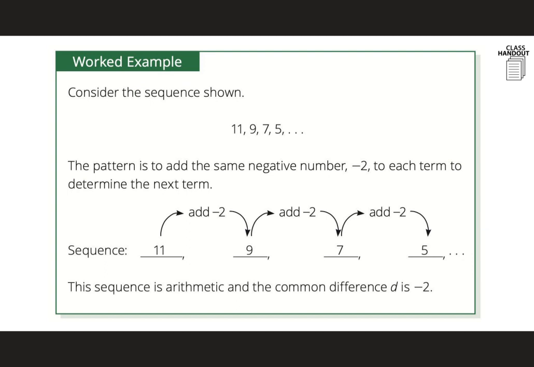So let's take a look at a worked example here. It says, consider the sequence shown: 11, 9, 7, 5. The pattern is to add the same negative number, minus 2, or we can think of subtracting 2. It's the same thing. To each term to determine the next term. So 11 plus negative 2 is 9, or 11 minus 2 is 9. 9 plus negative 2 is 7, or 9 minus 2 is 7. 7 plus negative 2 is 5, or 7 minus 2 is 5. So therefore we can say that this sequence is arithmetic because we are adding a common difference, and that common difference d would be negative 2.